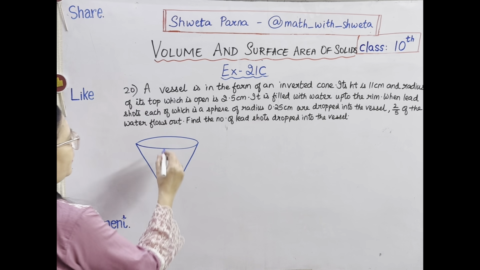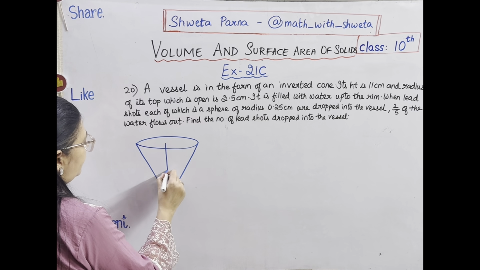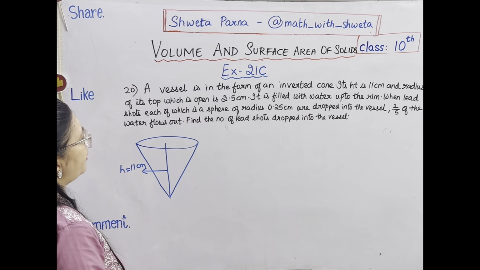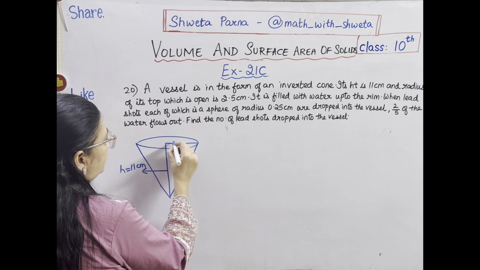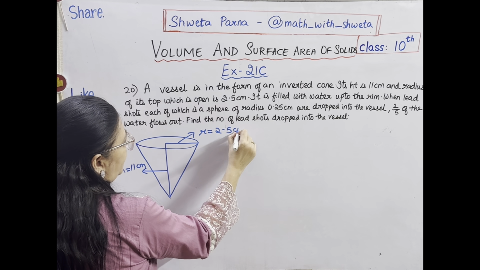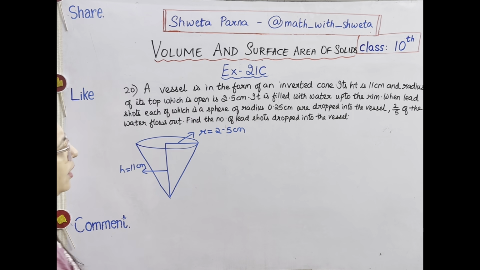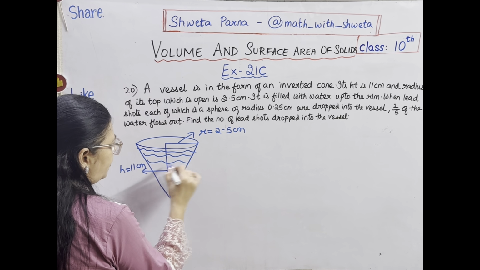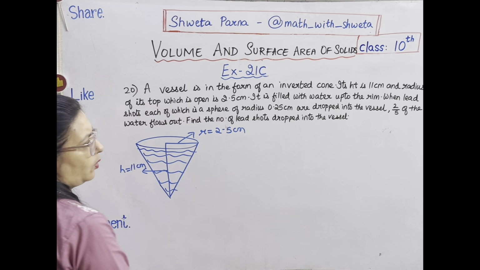Its height is 11 centimeter, and the radius of its top is 2.5 centimeter, and it is open. Now it is filled with water up to the brim. Up to the brim means till the top. It is filled with water.